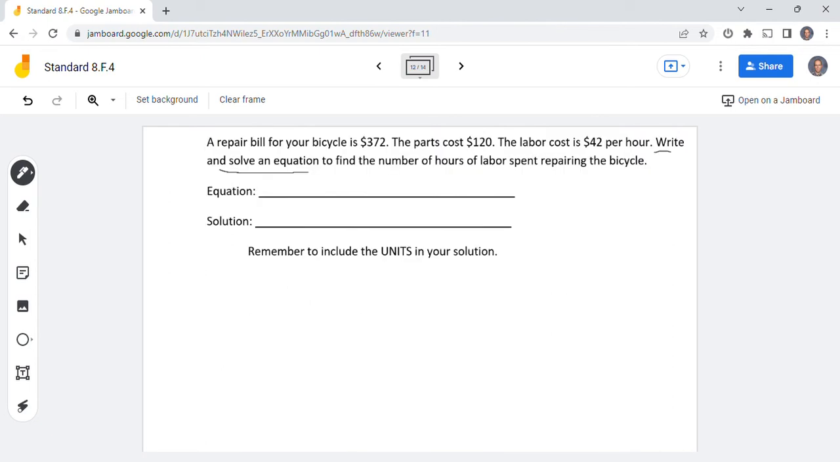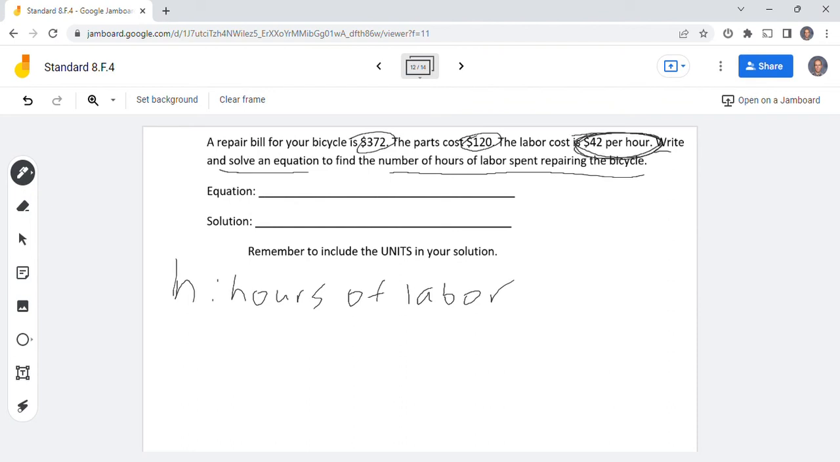We're trying to find the number of hours of labor spent repairing the bicycle. So I'm going to say H is our hours of labor. What's related to hours? Let's see, we've got a cost here, total cost. We've got a parts cost, that's going to be paid once. And then over here, that's what's related to the hours. And so we definitely need to connect that right there.